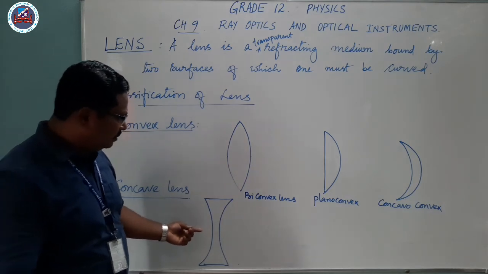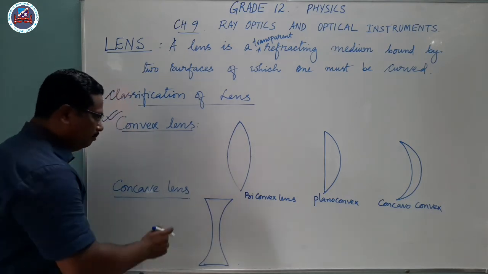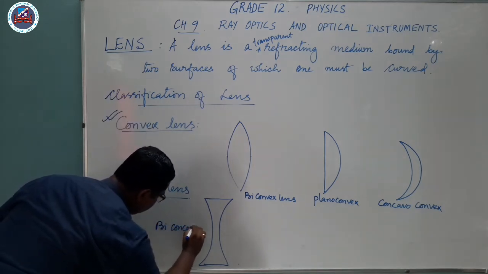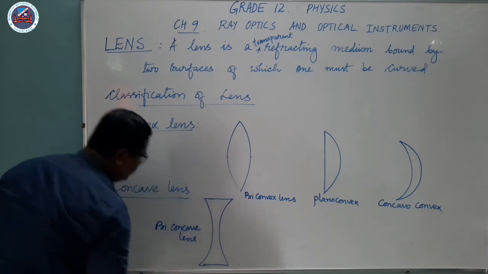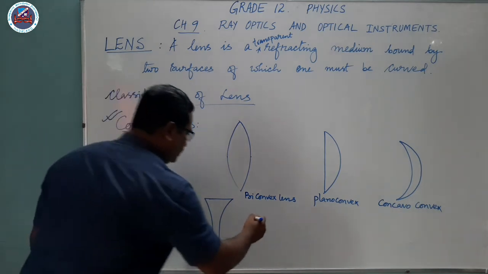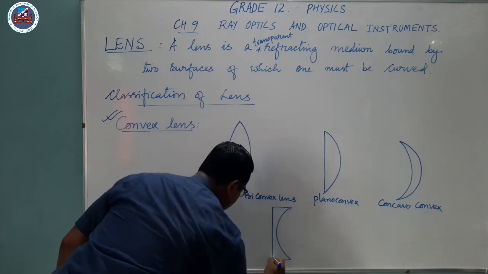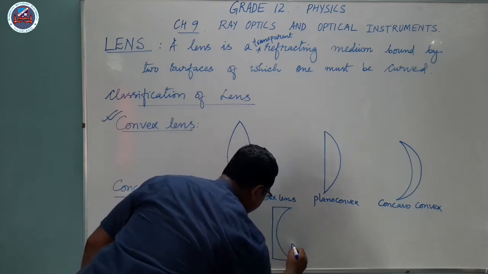Likewise, concave lenses are also of three types. This is your biconcave lens or double concave lens. Then second one you have your plano-concave lens. This is plano-concave.